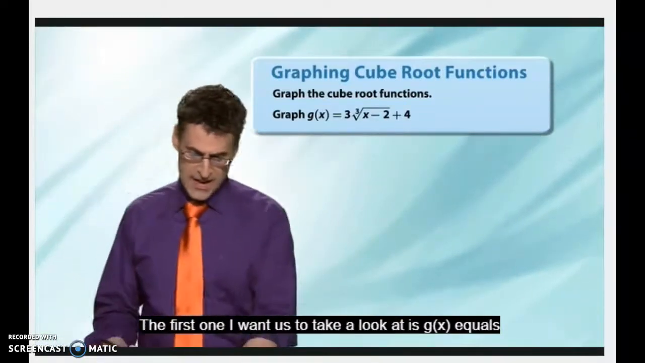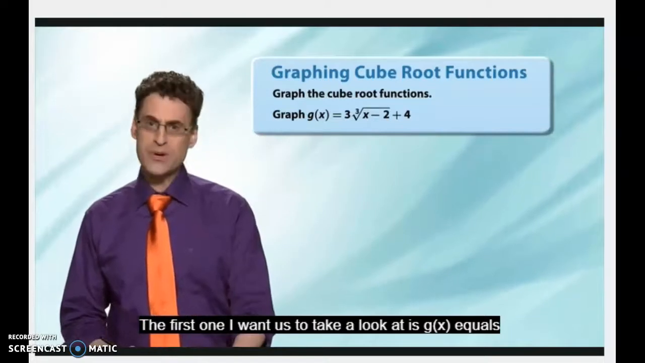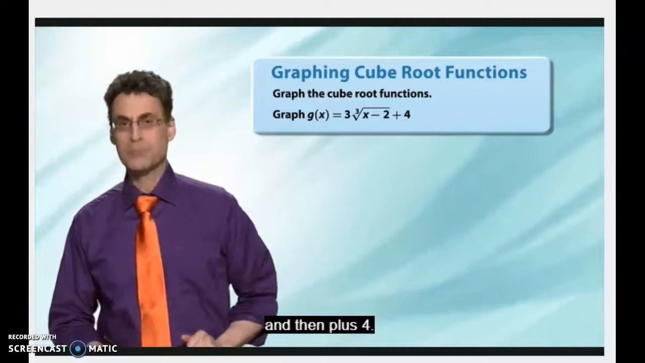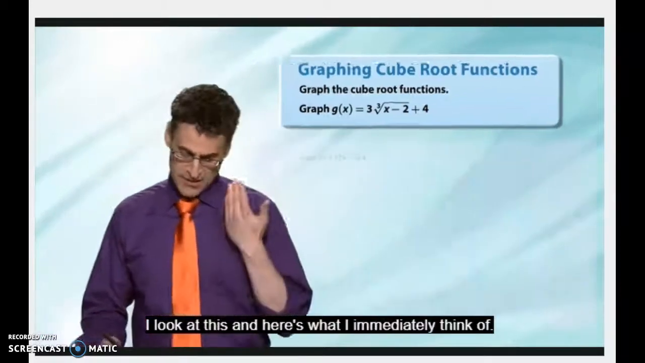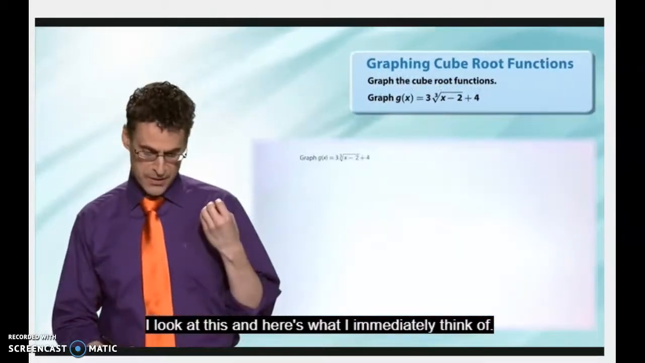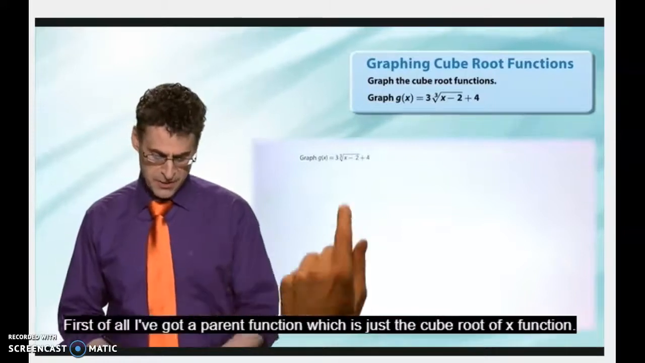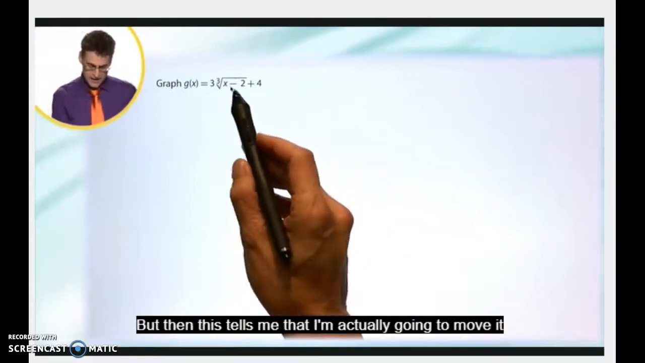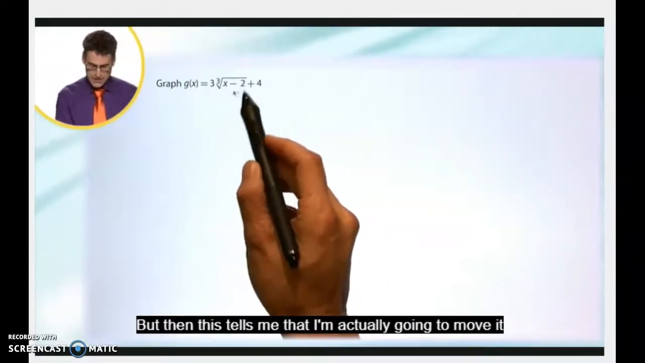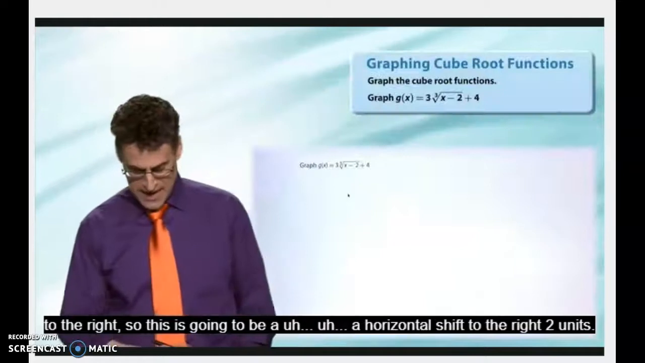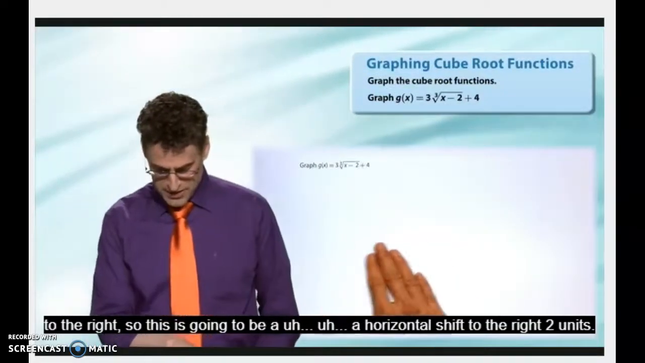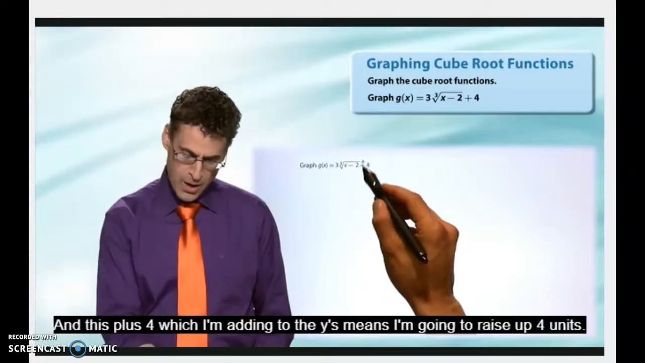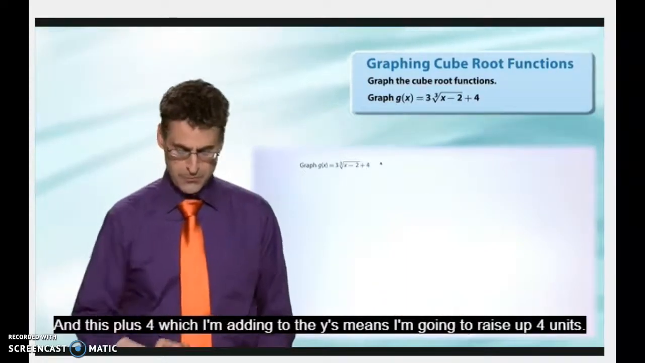The first one I want us to take a look at is g of x equals 3 times the cube root of x minus 2, and then plus 4. I look at this, and here's what I immediately think of. There are 3 things going on here. First of all, I've got a parent function, which is just the cube root of x function. But then, this tells me that I'm going to move it to the right. So this is going to be a horizontal shift to the right 2 units. And this plus 4, which I'm adding to the y's, means I'm going to raise up 4 units.